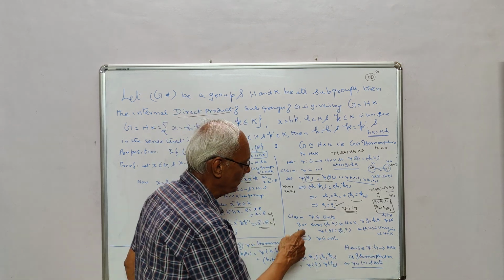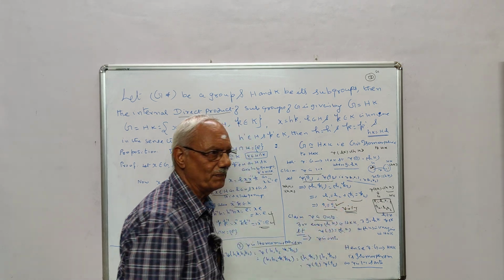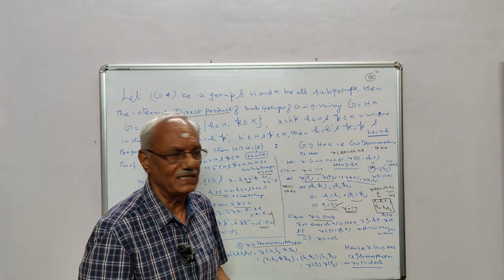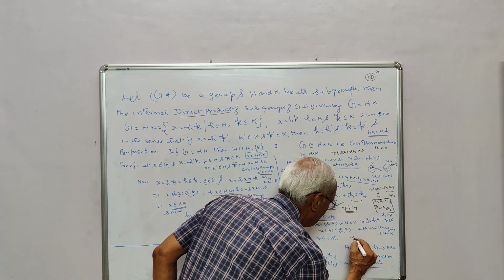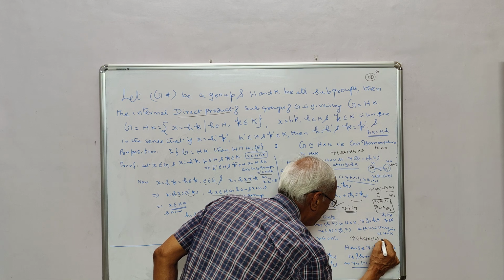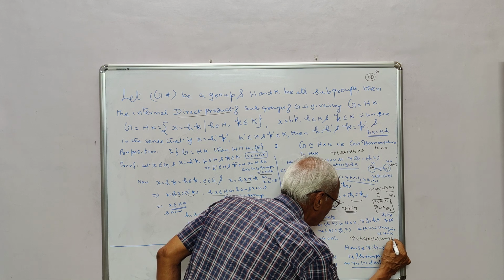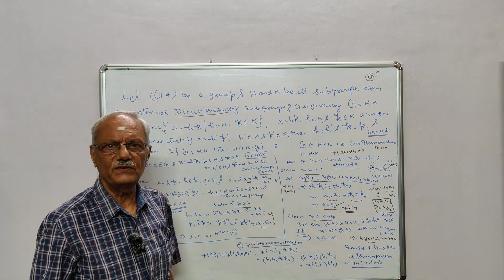So we are able to prove that Xi is an onto mapping, and I proved that Xi is a one-to-one mapping. Therefore it is bijective. Xi is bijective from G to H cross K.